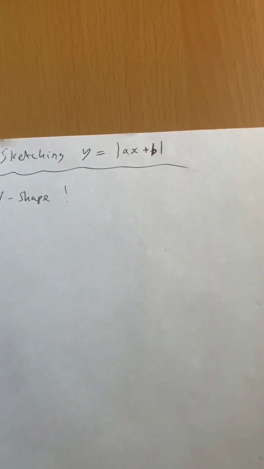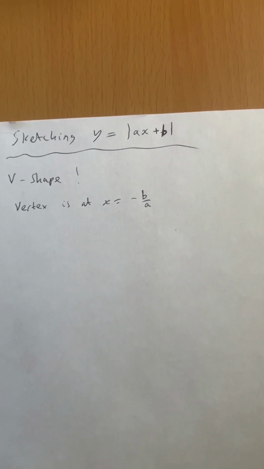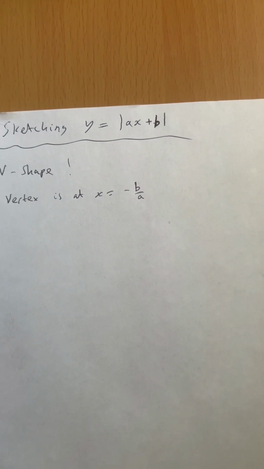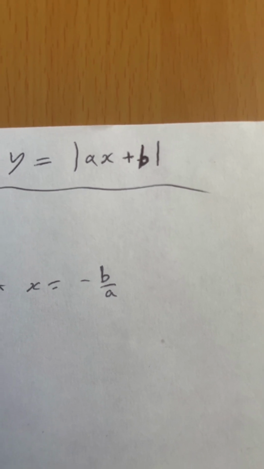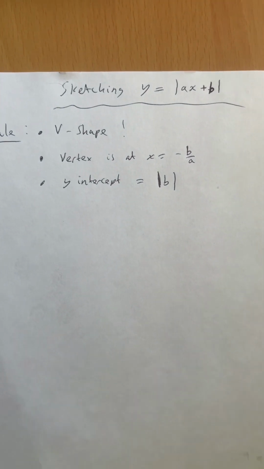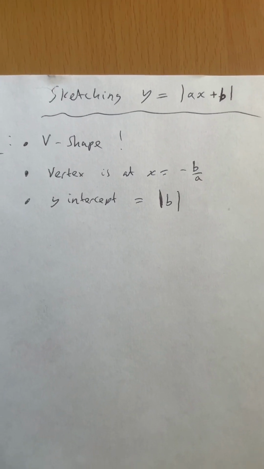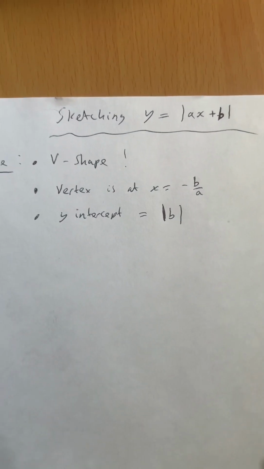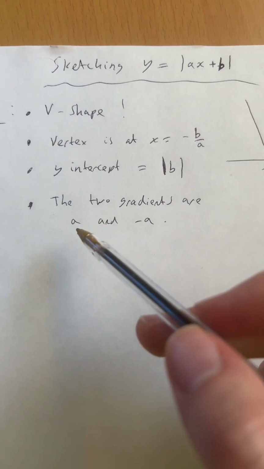So firstly, these graphs are going to be V-shapes. The vertex is going to be at x equals minus b over a, and the reason why is because if you make this ax plus b in the modulus brackets equal to 0 and rearrange that, you get x equals minus b over a. And the y-intercept is going to be the magnitude of this b value. So if b was minus 2, the y-intercept would be 2. If b was 3, the y-intercept would be 3, so the modulus of that b value. And also the gradients are a and minus a.